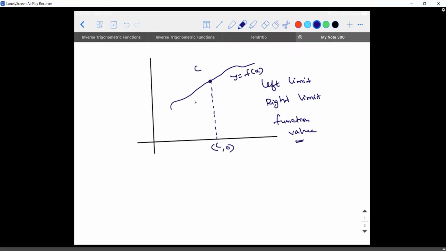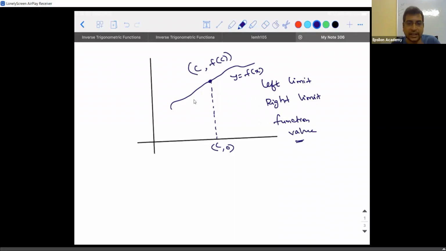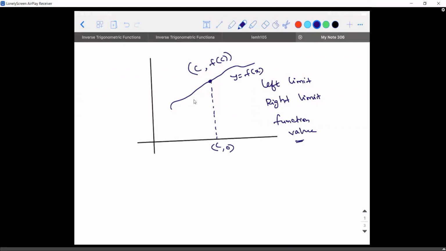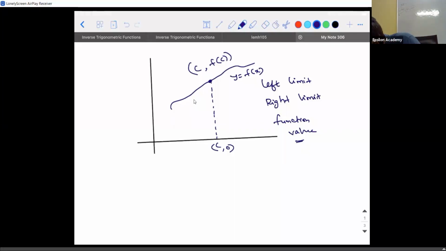It will be c comma f of c. Accepted? That is x coordinate is c, y coordinate: in the place of x you will substitute c, it will become f of c. Then I can think of a point which is on the left of c, which I will call as c minus h comma 0. Similarly, I can think of another point on the right hand side, which I will call as c plus h comma 0. Correct?